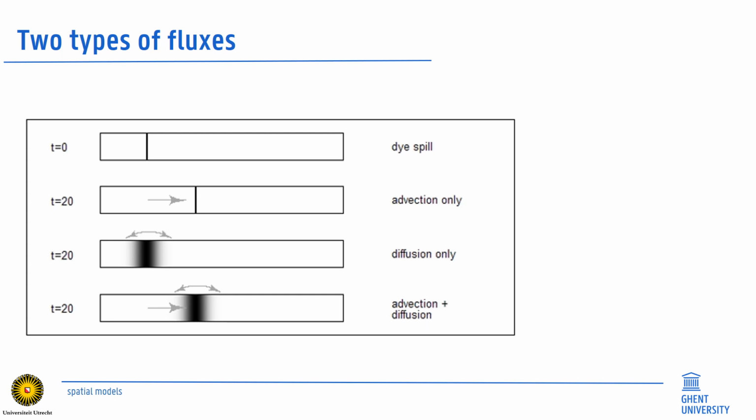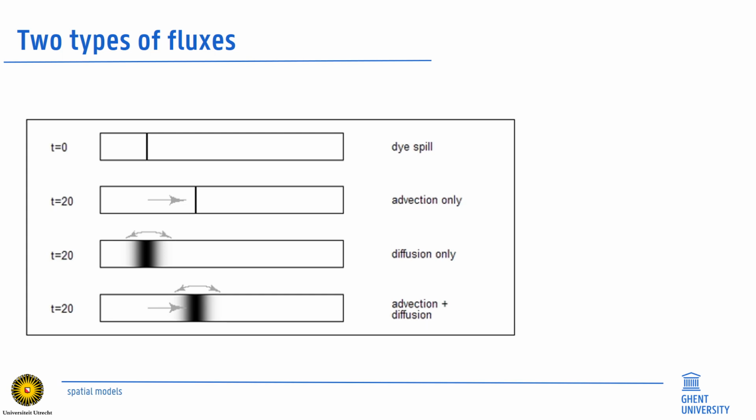At t0, the dye is introduced. It is then moved by the current to the right after 20 time steps. The dye is not spread, as it only moved directionally. In case currents were absent, then the dye could diffuse only, so locally spreading out. And of course in reality, both processes will occur jointly.